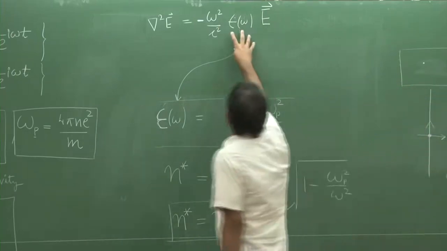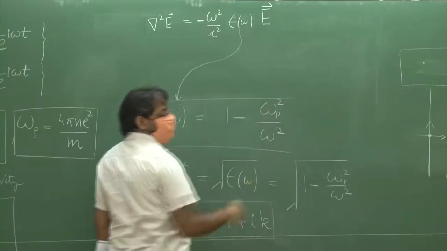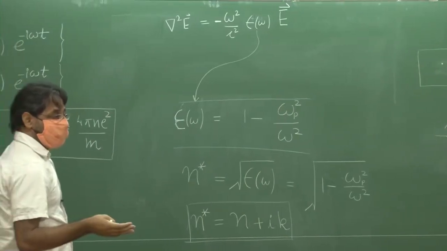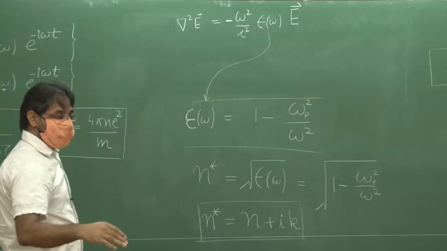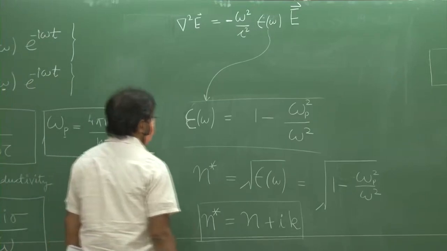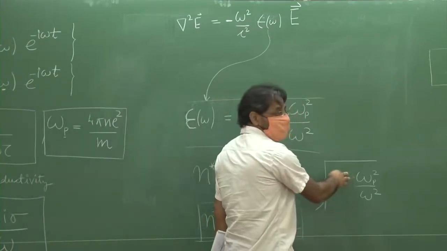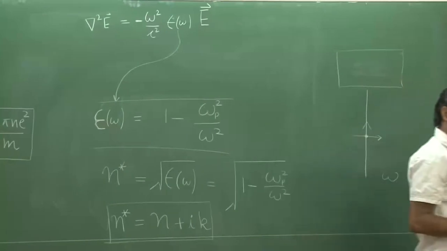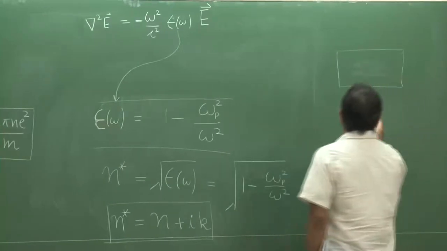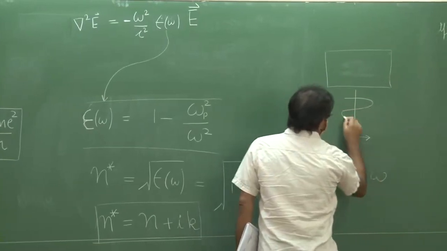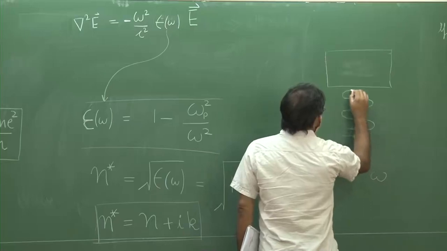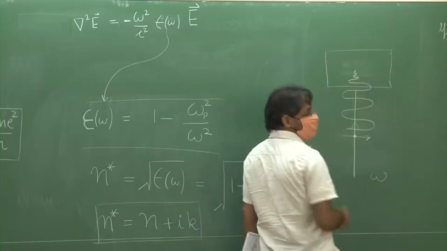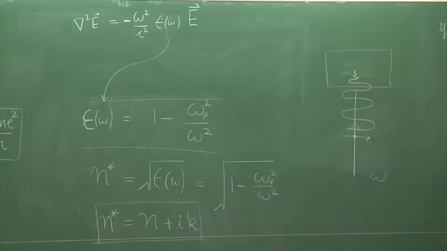On the other hand, if this quantity happens to be negative, then it's a differential equation of the form d2y dx square minus omega square y equal to 0, right? And then it will have exponentially decaying solution. So what you have arrived at is that if omega is less than omega p, then the solution of your wave equation inside the metallic block will be exponentially decaying. So if your electromagnetic wave was like this, when it impinges on the metal, then inside the metal it will decay like this. Over what distances it will decay is a different matter, but it will definitely decay, right?